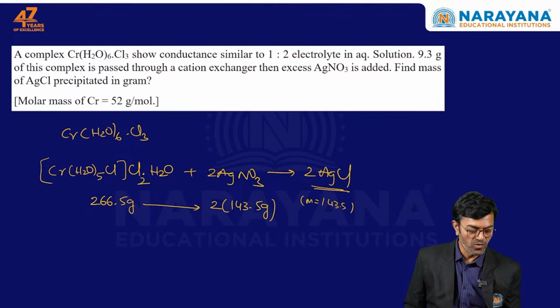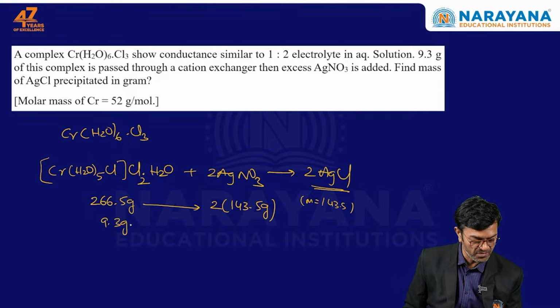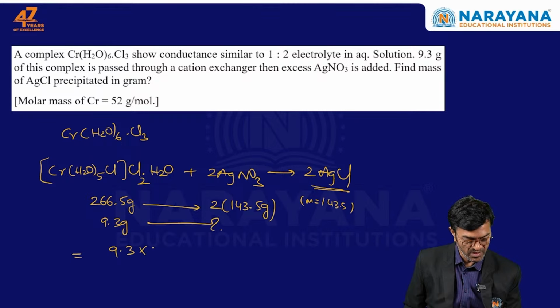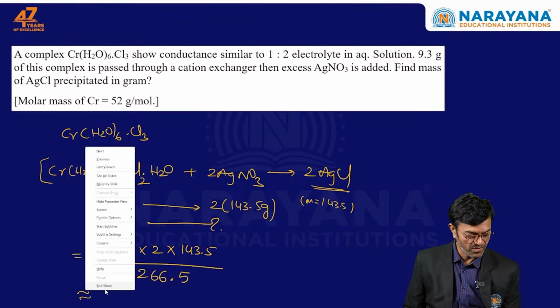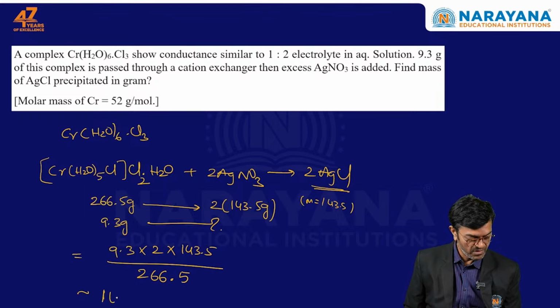So 1 mole of chromium complex precipitates 2 moles of AgCl, but in the given question he gave 9.3 grams only. That would be how much? So 9.3 into 2 into 143.5 by 266.5 grams. If you do it, you will get the answer. So that is approximately 10 grams you will be getting.